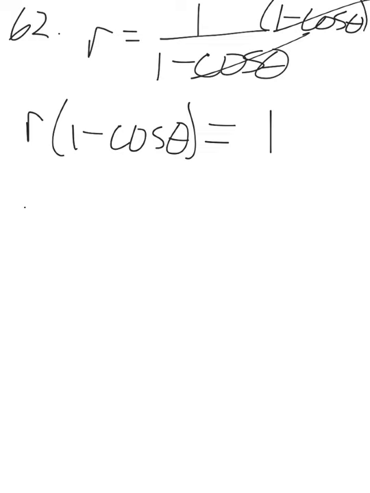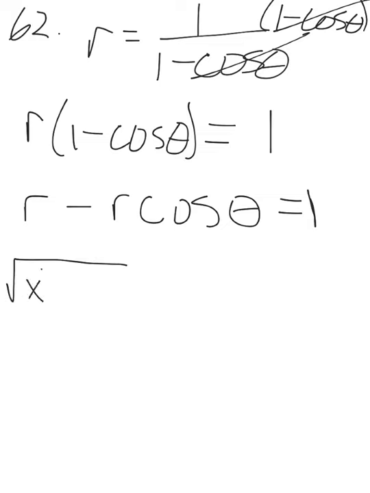I can distribute in the r, so I have r minus r cosine theta. And what's nice here is we know what r is. In terms of x and y, that's going to be root x squared plus y squared. Just like r squared is equal to x squared plus y squared, r would equal the square root of it. Minus x equals 1. So now I have everything in terms of x and y, and now it would seem reasonable if we tried cleaning this up a bit.